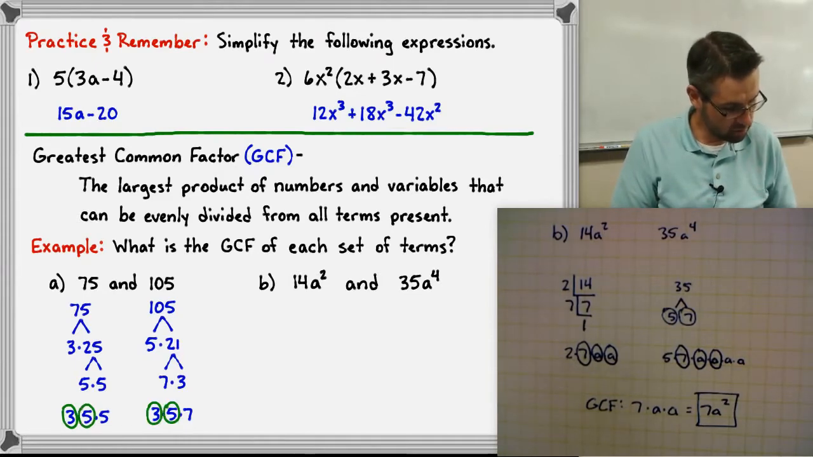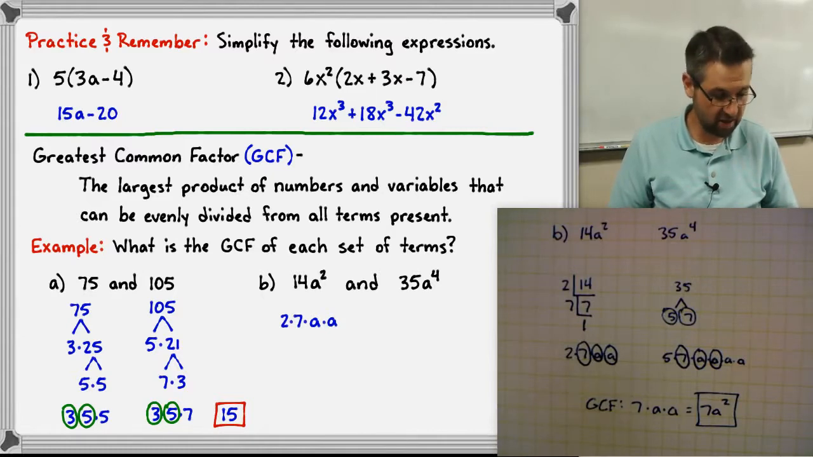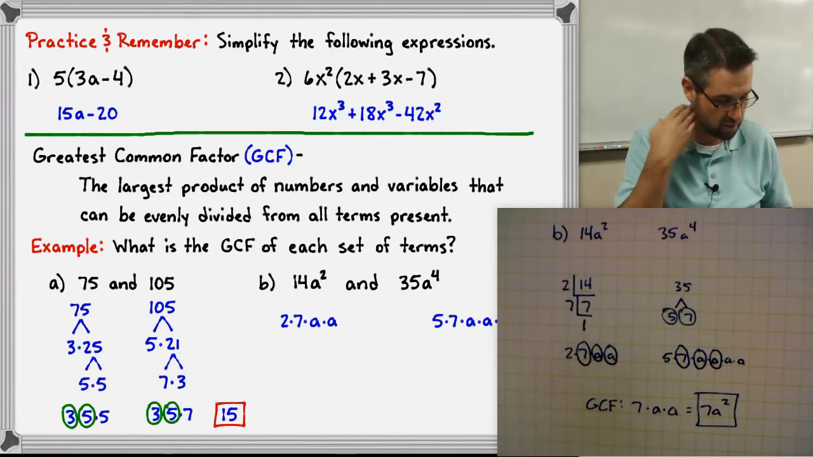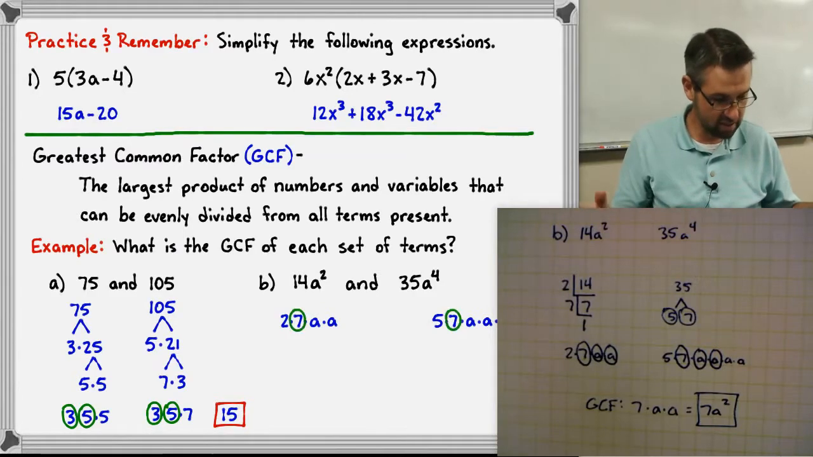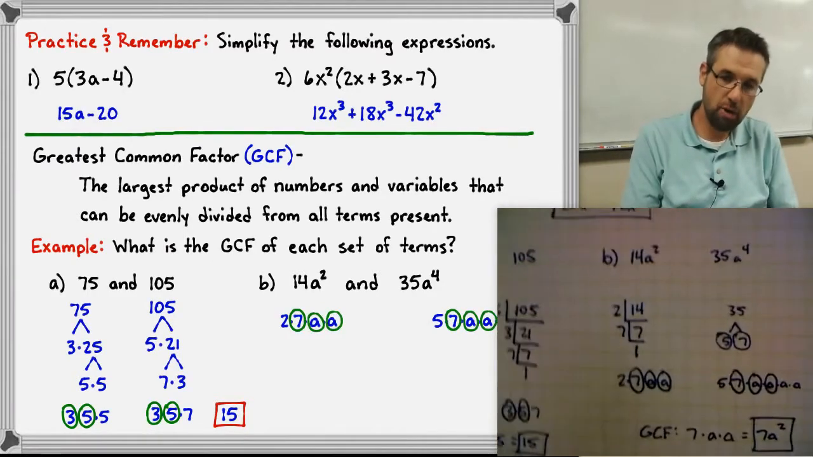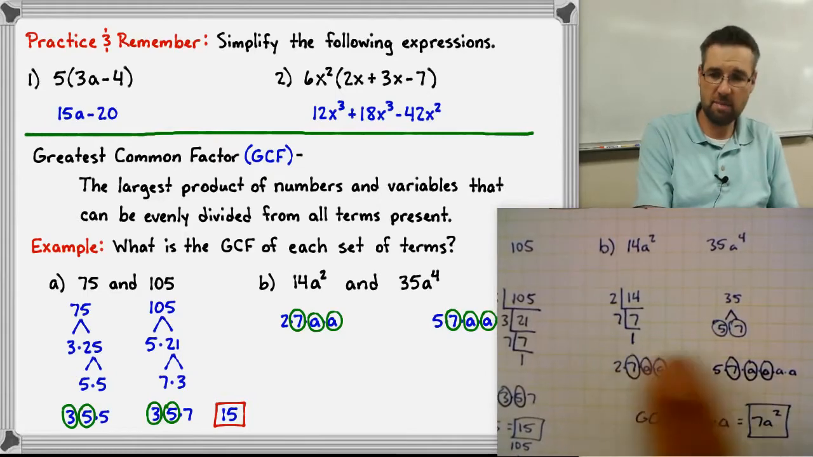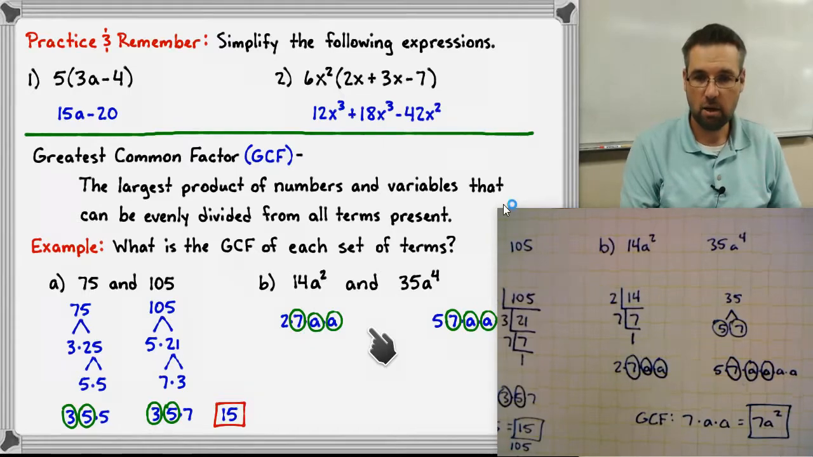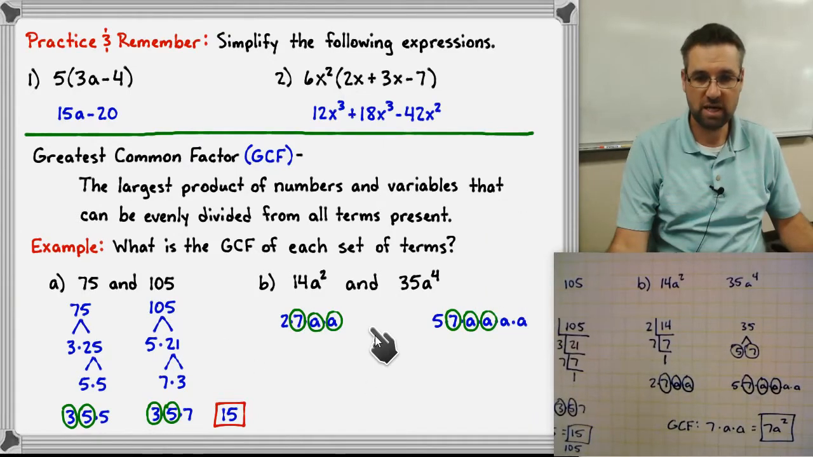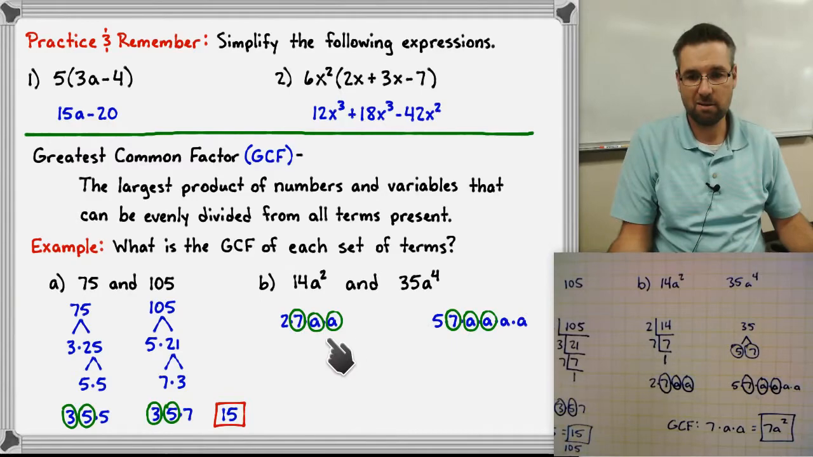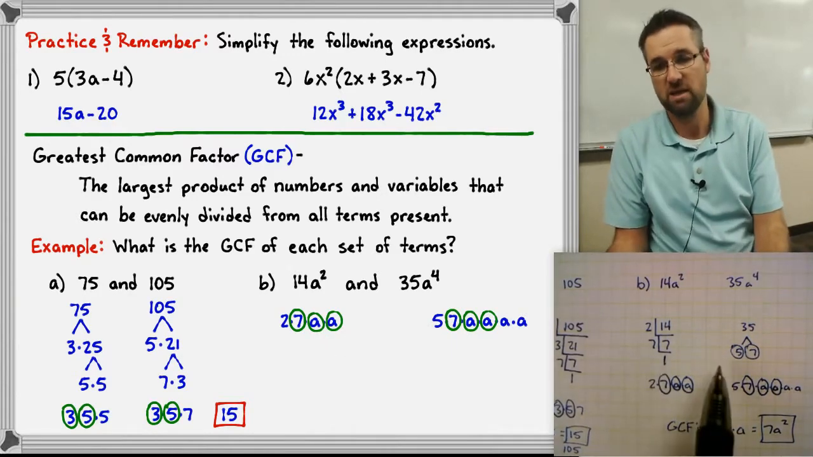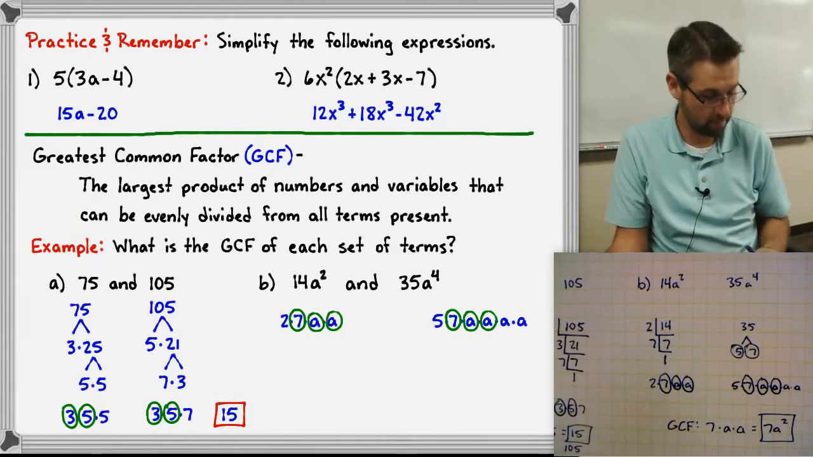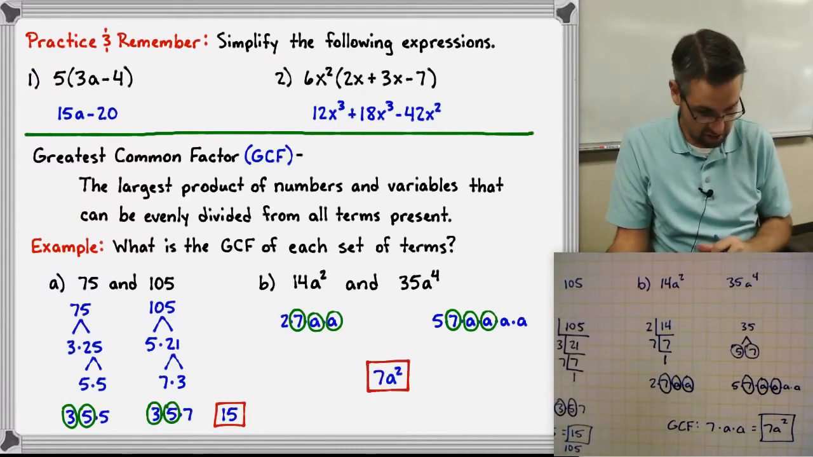Let's see, make sure we did that right before we move on. The 14a squared factors as 2 times 7 times a times a. I kind of skipped the factor tree there. And then 5 times 7 times a times a times a times a. You don't have to necessarily do the cake method or the factor tree if you can factor correctly according to this. That's fine. But it's beneficial to do one of these methods because that makes sure that you're factoring it correctly. Okay? So we can see that our GCF is going to be 7a squared there, okay?